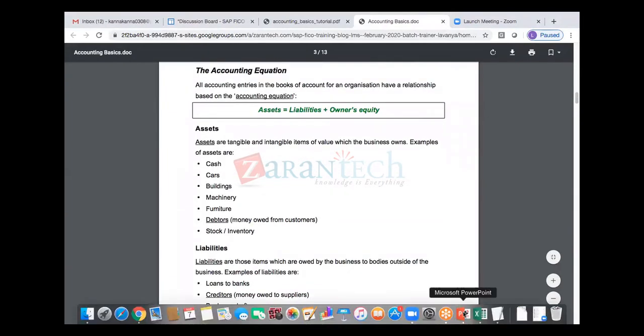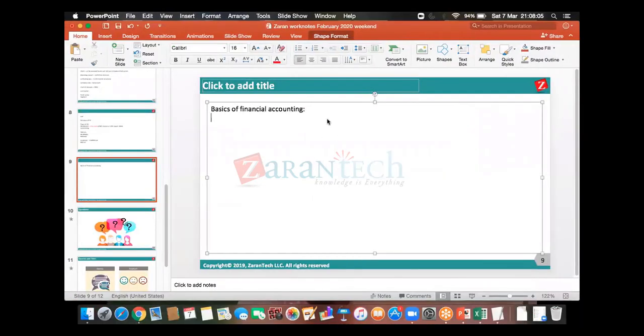So basics of financial accounting. What are we discussing in this? We are discussing the rules while making a posting. What are the rules that we follow? That is what we are primarily discussing here, because whenever you see some accounting entry or a FI document, you need to understand what it is about. So that we are going to discuss now.